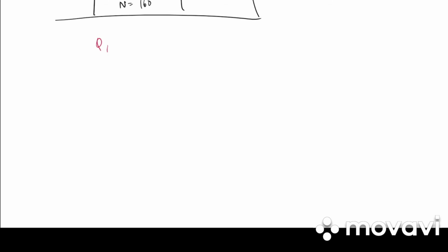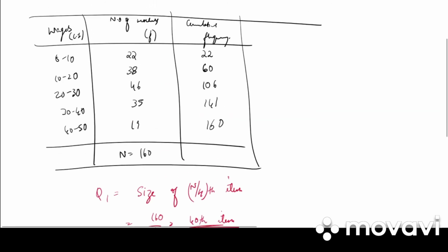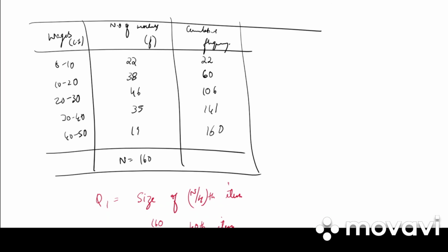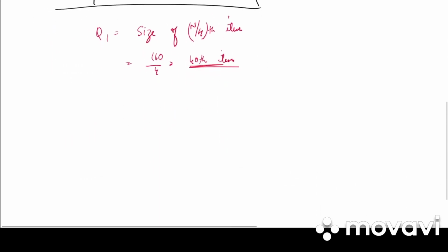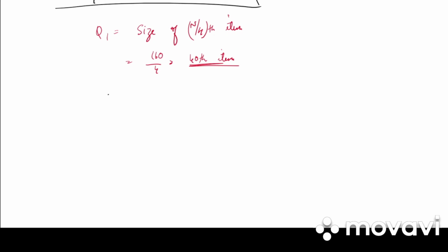Next, first we need to find out Q1. Size of n by 4th item. So what is n? 160 by 4. That is the 40th item. Go to the cumulative frequency. The 40th item is in the class interval 10 to 20. Therefore, the class interval is 10 to 20.